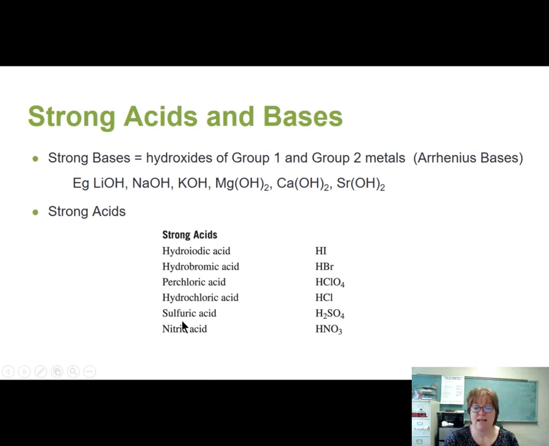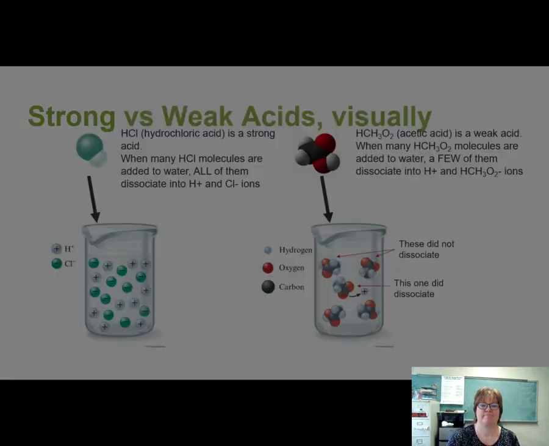And then for our strong acids, there's 6 of them. There's 3 that are binary that just have 2 elements, and they're all halogens: hydroiodic, hydrobromic, and hydrochloric. And then I have 3 oxo acids that have oxygen in them: perchloric, sulfuric, nitric. So if it's one of those 6, it's a strong acid, otherwise it's not.